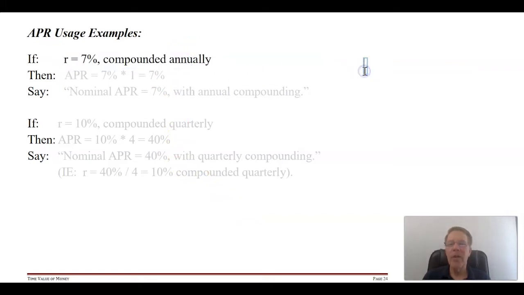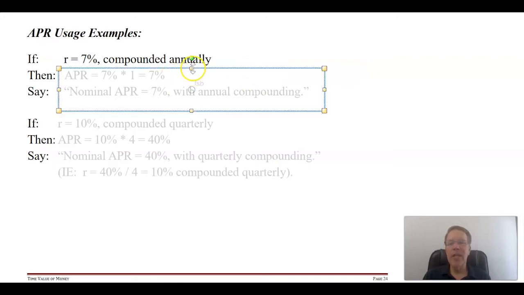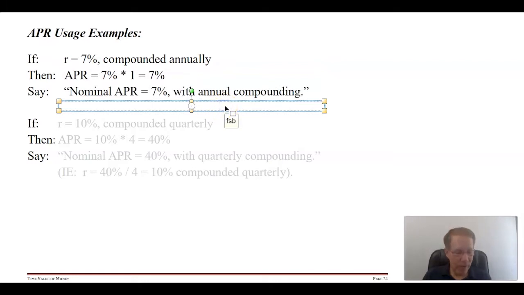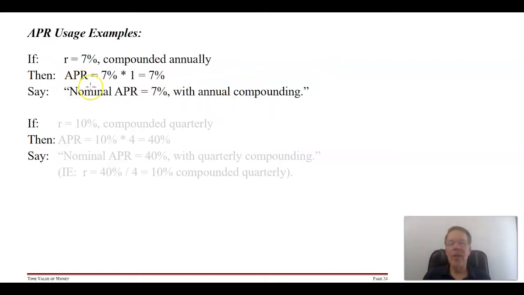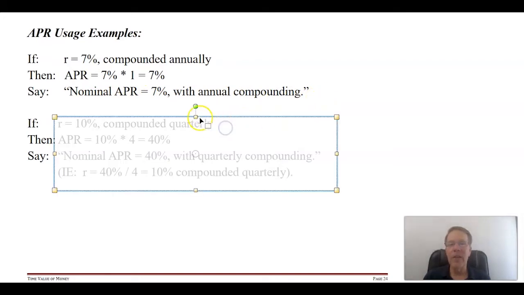So let's say we have our native interest rate of 7% compounded annually, okay? Then in terms of APR, we would say here, the APR is equal to 7% times 1, or 7%. And if we were discussing it with anyone verbally, we'd say that the nominal APR of this project is 7% with annual compounding, which happens to be, in that case, the same as the native rate.